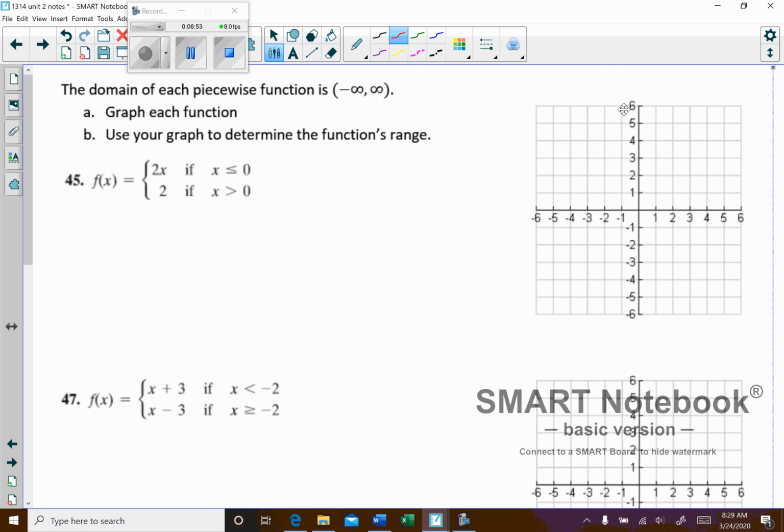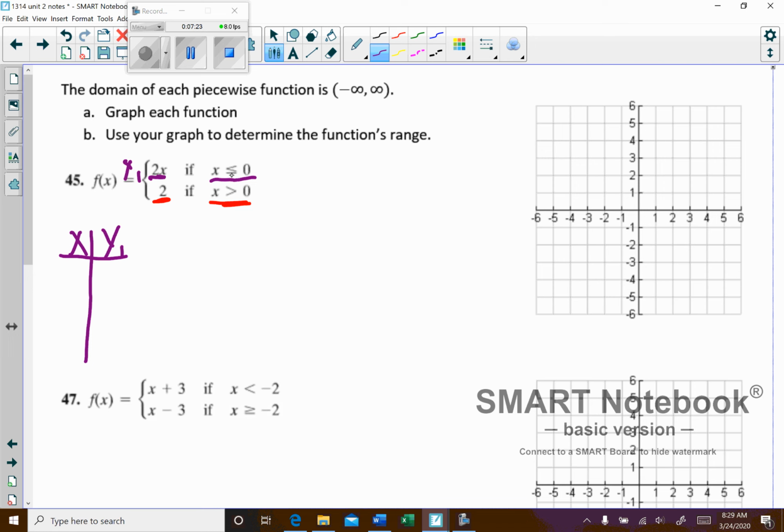Okay, so the way I like to do this is, we have f of x equals 2x if x is less than or equal to 0, and the other one is f of x equals 2, and that's if x is greater than 0. You can see right there, that's where the two intervals bump up against each other. I'm going to label this one as y1, so when I make my table, I can keep track of which one I'm looking at.